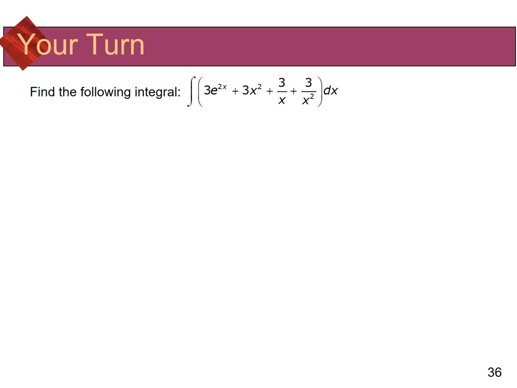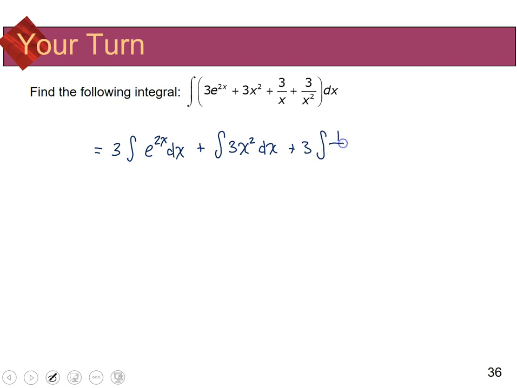So for this one here, I'm going to do a few things. I'm going to kind of do it all in one step though. I'm going to move the 3 out to the outside and just have the integral of e to the 2x dx for the first term. I'm going to keep this as is because I know that 3x squared was the derivative of x cubed. And so I know when I do the integral of this, it is going to go to x cubed. This one here, I'm going to have 3 times the integral of 1 over x dx. And here I'm going to have 3 times the integral of x to the negative 2 dx.